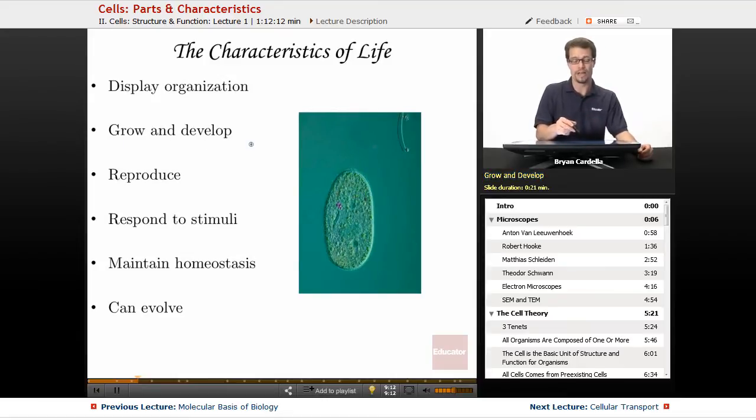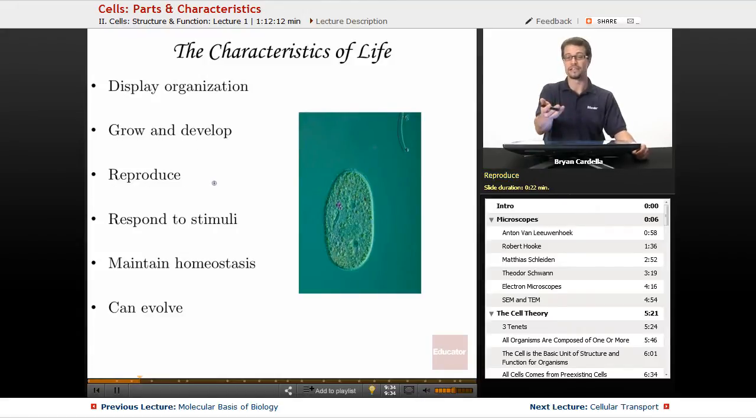Grow and develop. Every organism has the ability to grow, to take on more matter and organize it as itself. And in terms of development, a lot of organisms start out as one cell, and as they grow, they develop tissues. They develop cells that have very particular functions. And this is definitely true of us.